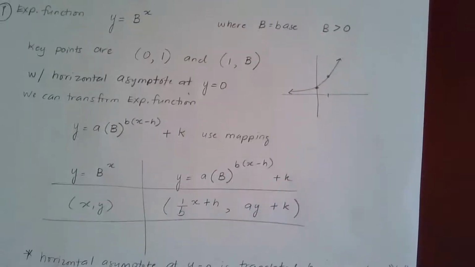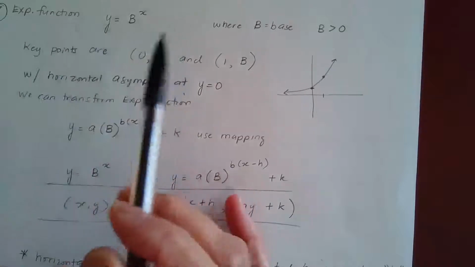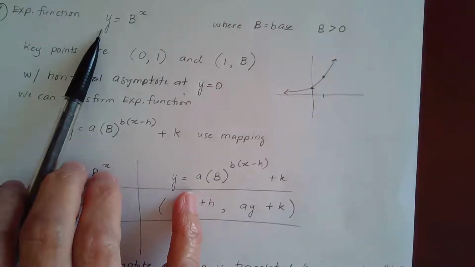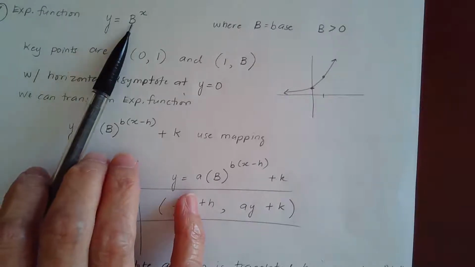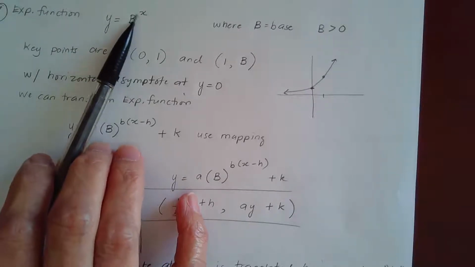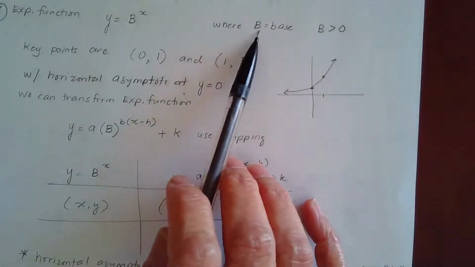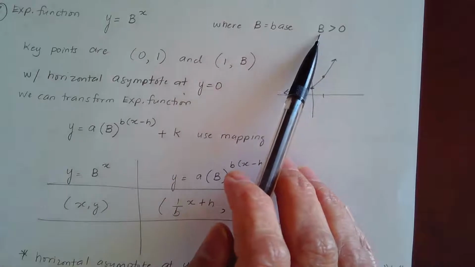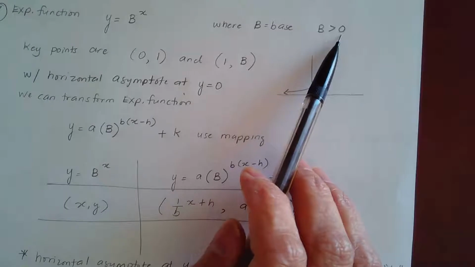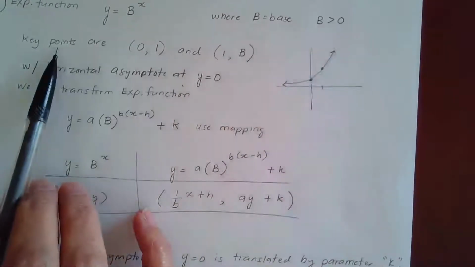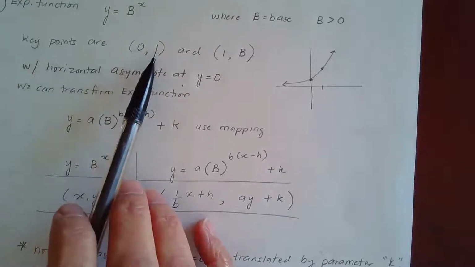In terms of Chapter 5, we talked about the exponential function and the graph of the exponential function. The general form is y equals b to the x, where the uppercase b represents the base. We're looking at the case when the base is greater than 0. When we talk about the exponential function, the key points are 0, 1.